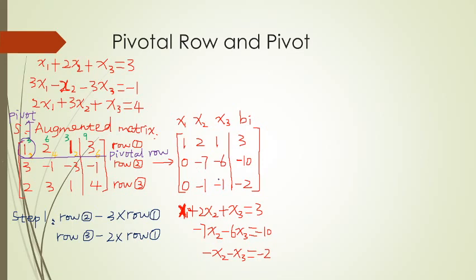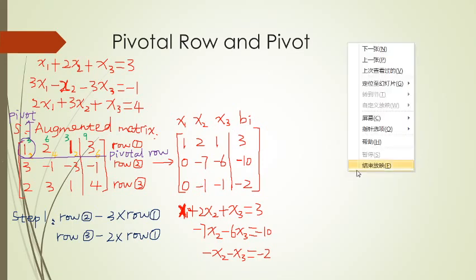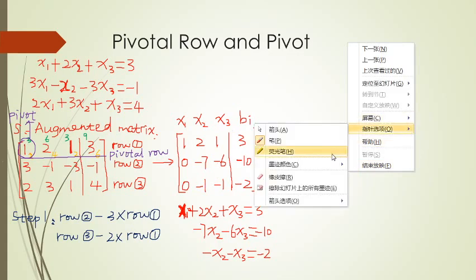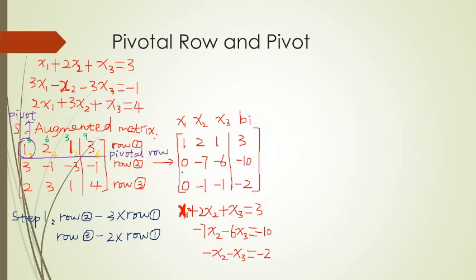And what is the next step? We are trying to eliminate this entry in this position. We are going to put this number as 0. Then that is the strict triangular form. So that is step 2. And then we are going to fix the second row and choose this one as a pivot.